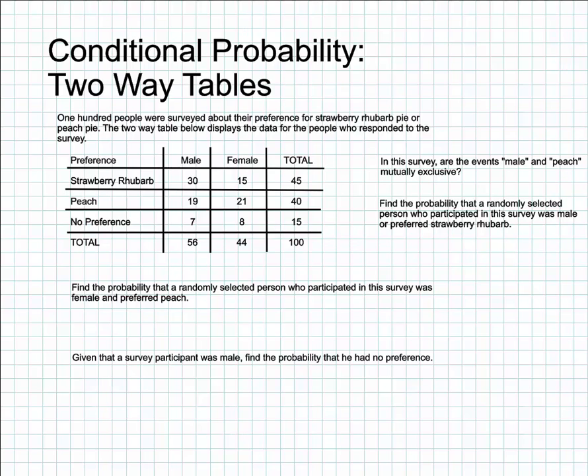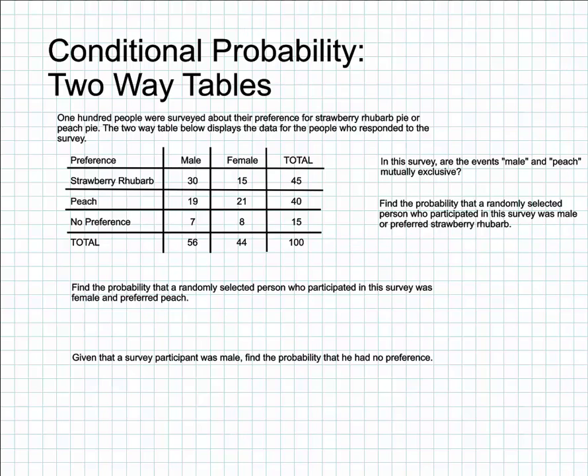One popular method of testing your knowledge on conditional probability on the ACT is to use a two-way table. One of the best ways to learn about two-way tables and conditional probability is simply to do an example. 100 people were surveyed about their preference for strawberry rhubarb pie or peach pie. The two-way table below displays the data for the people who responded to the survey.